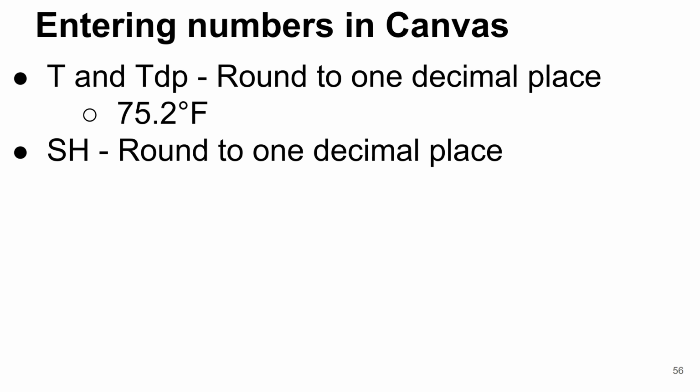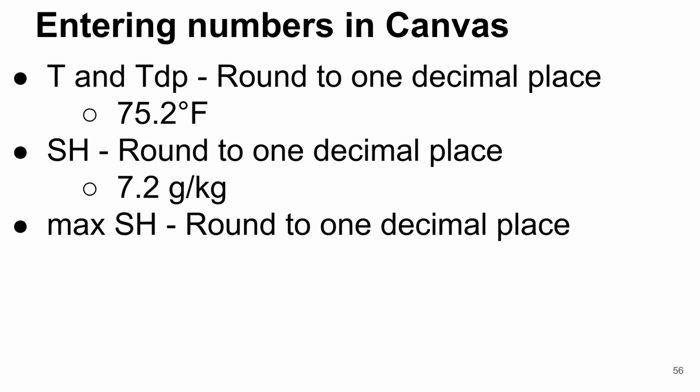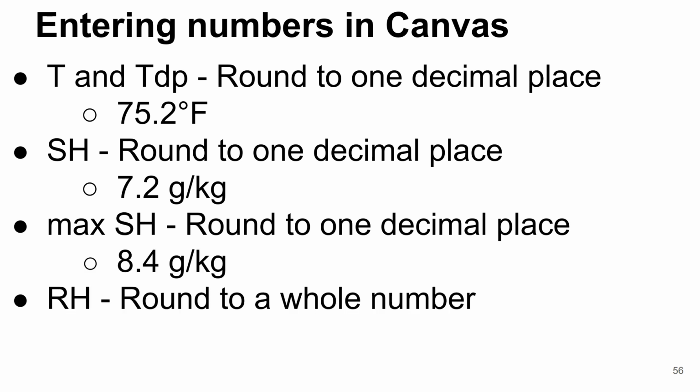So temperature, dew point temperature, round to 1 decimal place, like 75.2 degrees. Specific humidity, round to 1 decimal place, 7.2 grams. Max specific humidity, round to 1 decimal place, like 8.4 grams. And relative humidity, round to a whole number, like 33%.